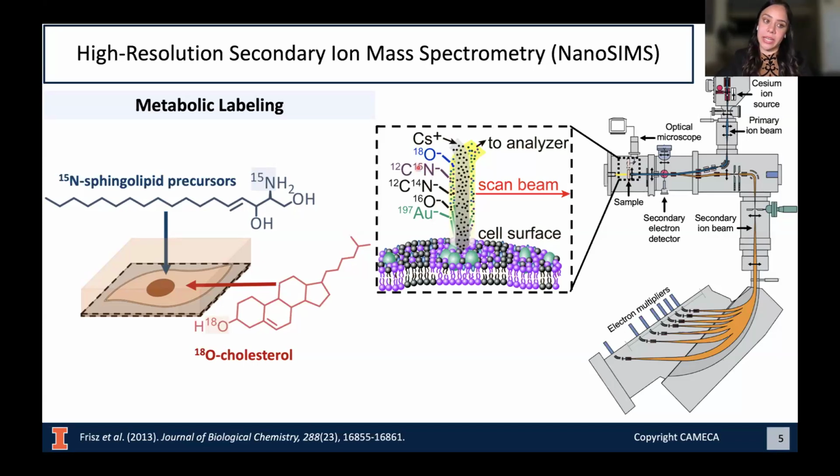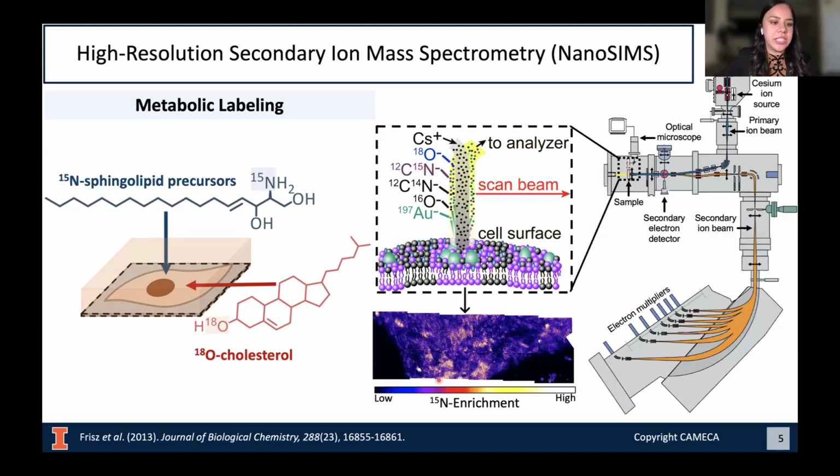So during NanoSIMS analysis, a cesium primary ion beam sputters the sample surface, generating monatomic and diatomic secondary ions by chemically analyzing approximately the top 5 nanometers of the sample. So the counts of the secondary ions detected at each pixel are used to create a chemical map of the elemental or isotopic composition at the sample surface. In other words, this technique creates a chemical map of the species of interest in your sample.